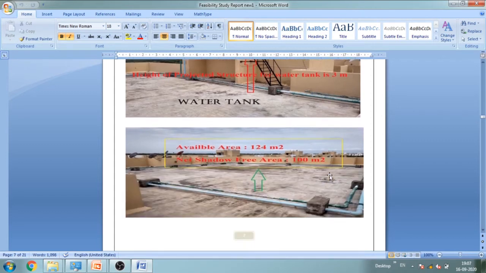So after assessing the net shadow-free area, we mention that the available area is 124 meter square as per the measurement, and after excluding the shadows, the net shadow-free area is 100 meter square. So according to this manual assessment, we can get an approximate idea of where we need to install the position of the solar array.